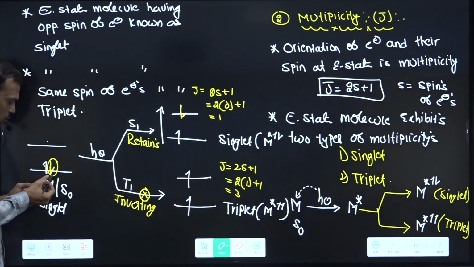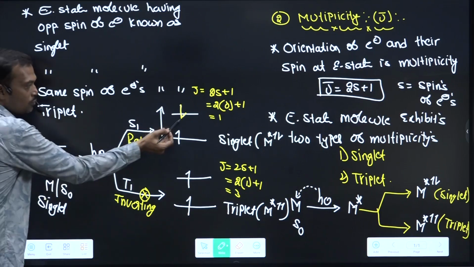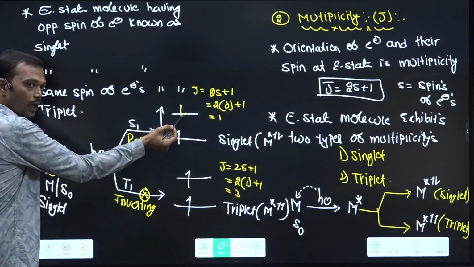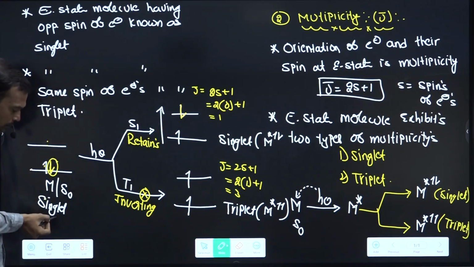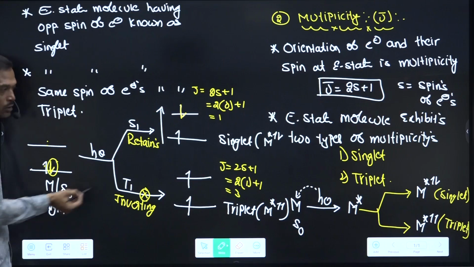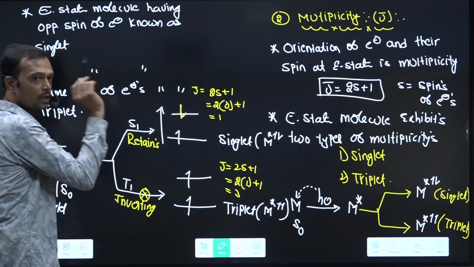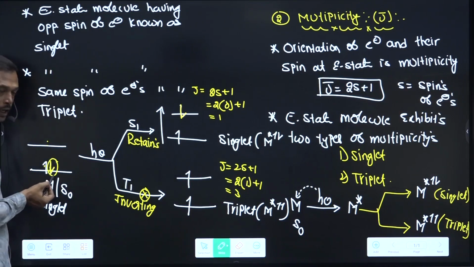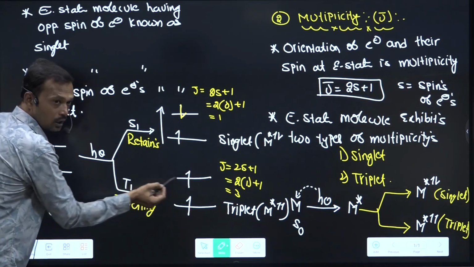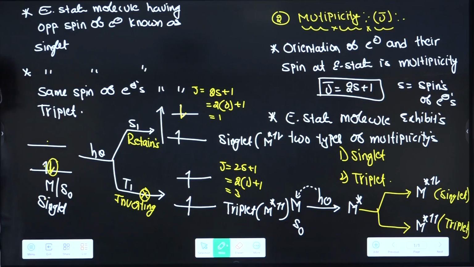What is the spin of this one? Anti-clockwise. After excitation, the spin of this electron is anti-clockwise. That transition is possible. What is the multiplicity of this state? Singlet. That transition is possible. But what about this electron, anti-clockwise, when right now it is clockwise? This is impossible. We can't create it directly.